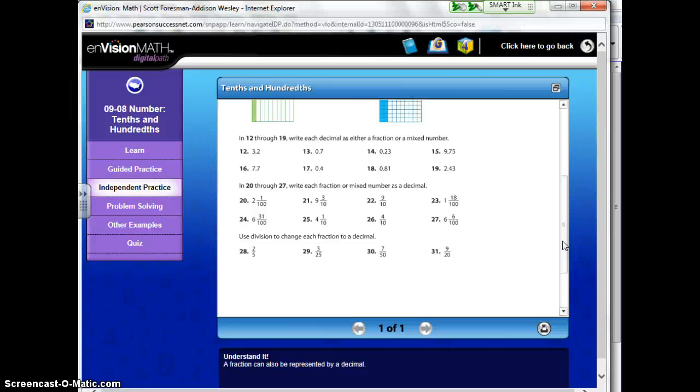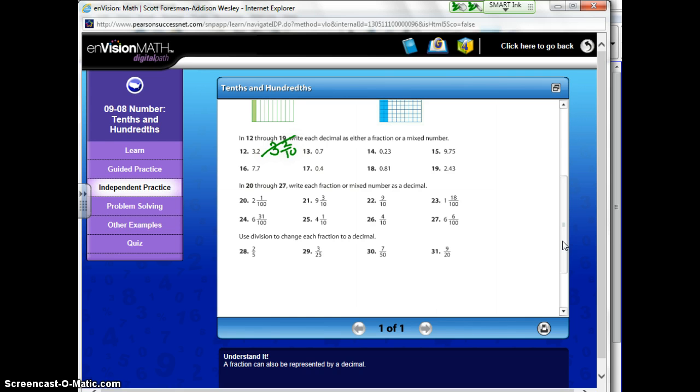Darius? 3.2. What would the big number be? 3. Yeah. Big number 3. Now what's the fraction that goes with it? It says 3.2. 3 and 2/10. That's what this is. 3.2 is 3 and 2/10. Is that in simplest form? No. What could we reduce it to? 3 and 1/5. I'm just going to put a little mark through it so we know that one wasn't in simplest form.